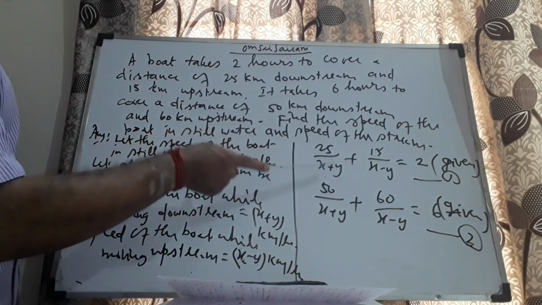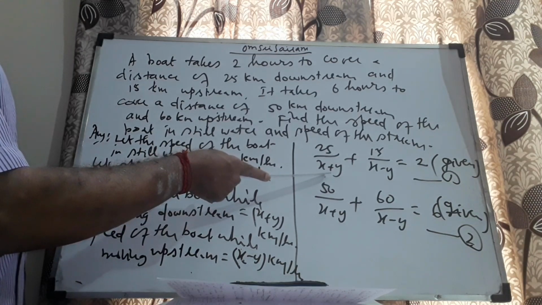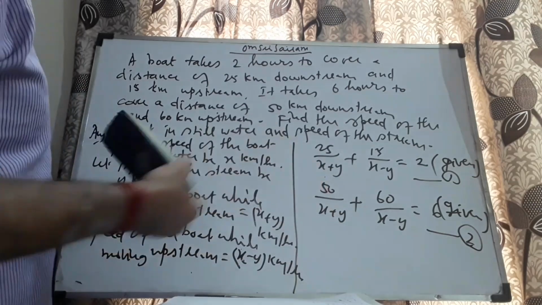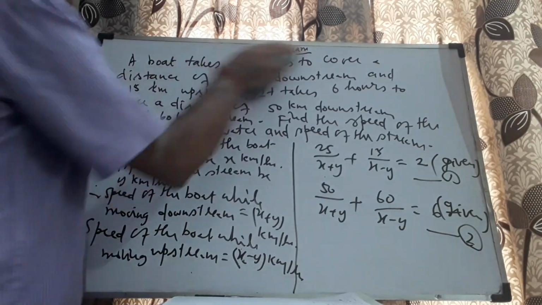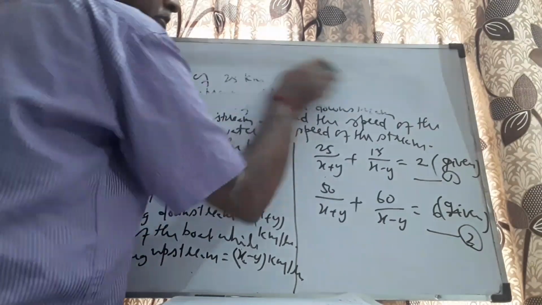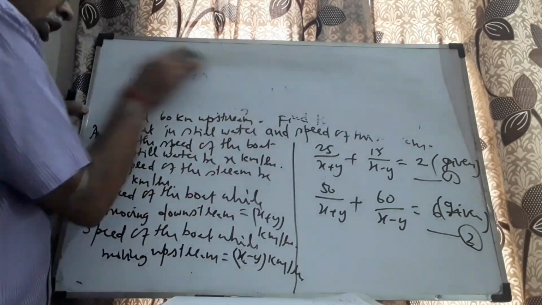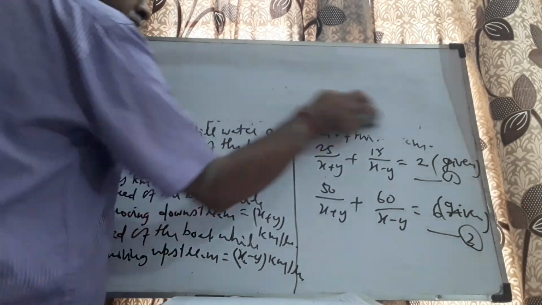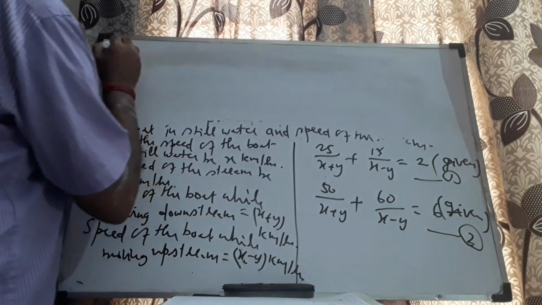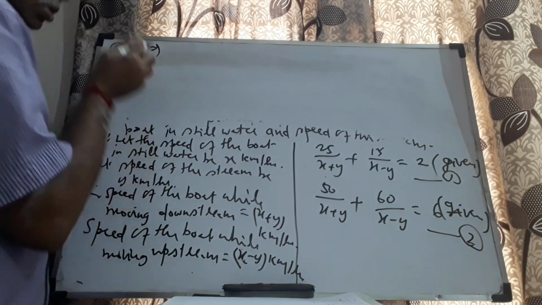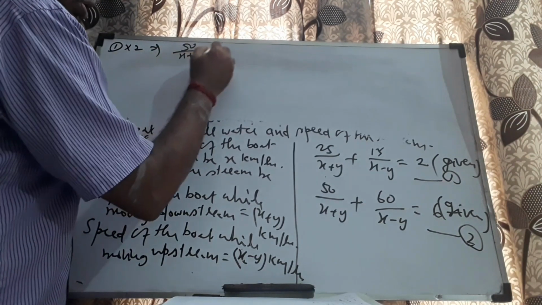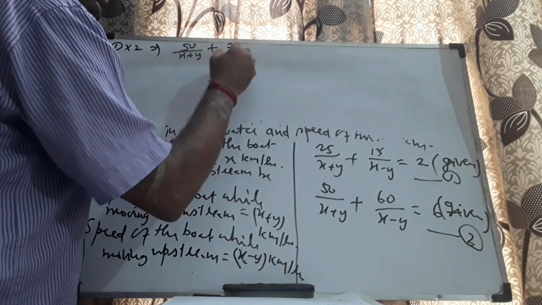You can either take 1 by x plus y as a and 1 by x minus y as b and then proceed. Or if you are well versed in solving as it is, that is also allowed, and that is also easier. What I will do is I will just do 1 into 2. I will get 50 by x plus y plus 30 by x minus y.